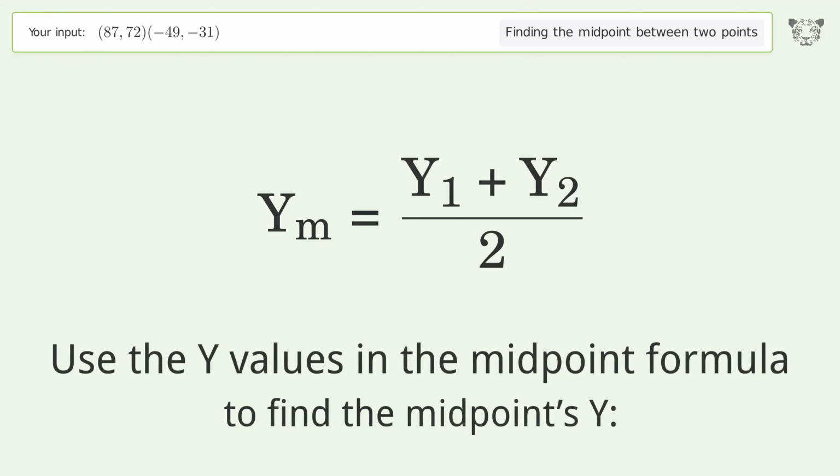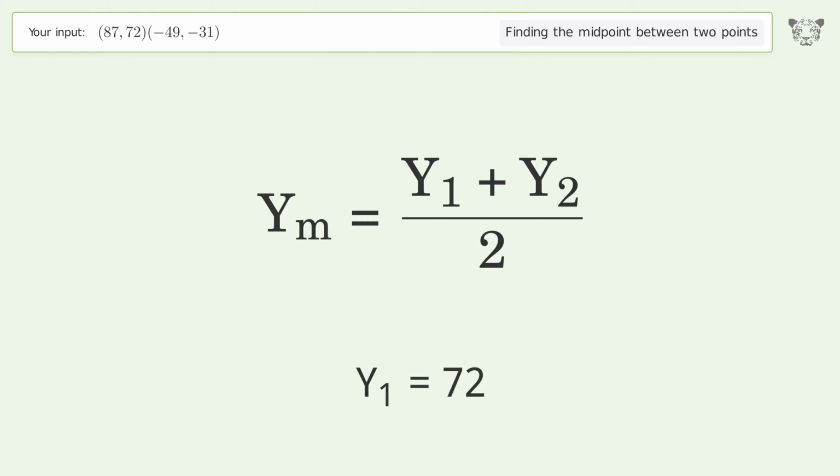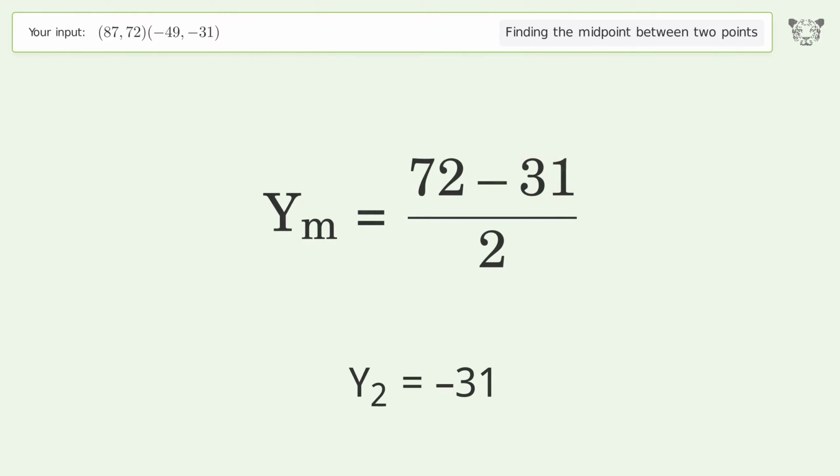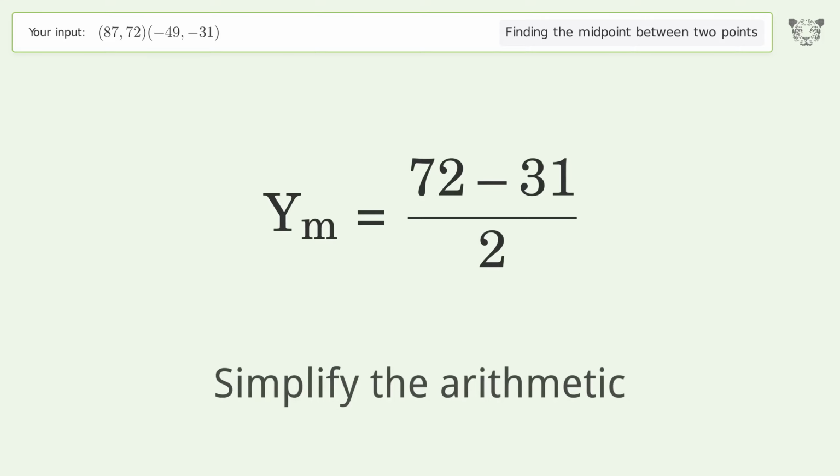Use the y values in the midpoint formula to find the midpoint's y. y1 equals 72. y2 equals negative 31. Simplify the arithmetic.